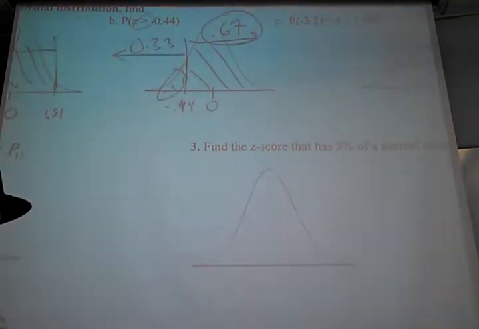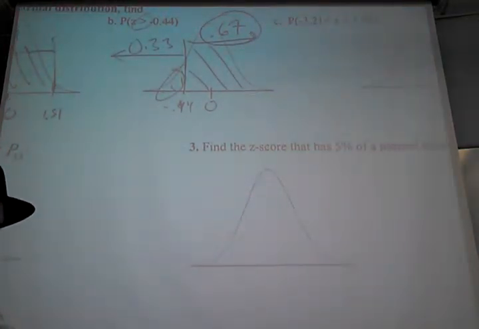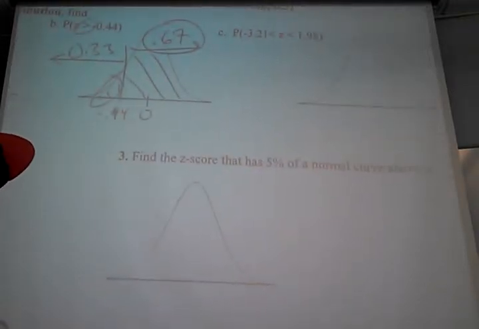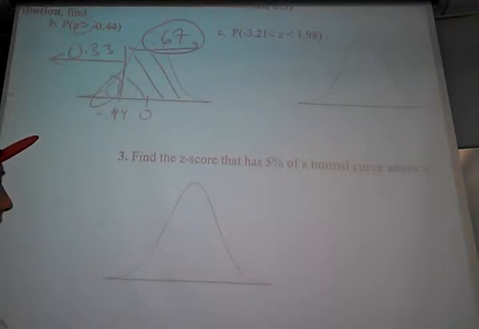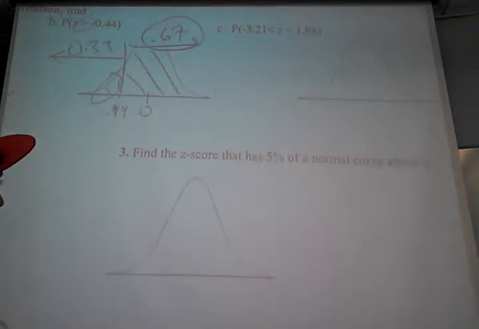How are we doing so far? Okay, maybe. Now, of course, the shortcut would say look up positive 0.44 and you get that same number.